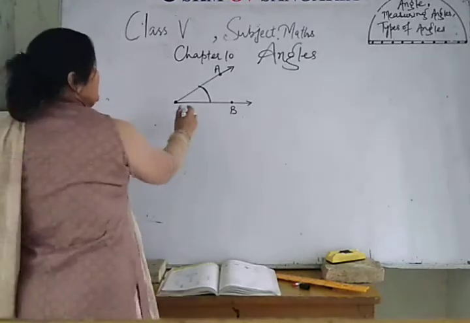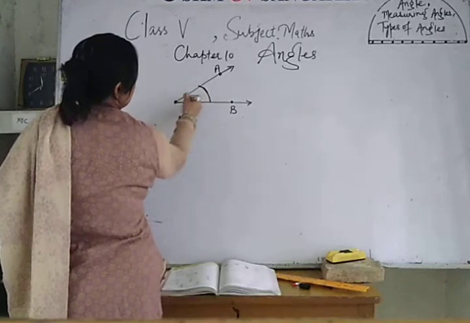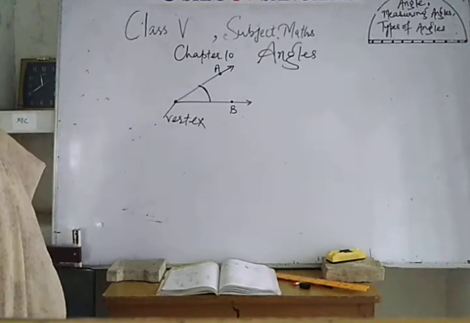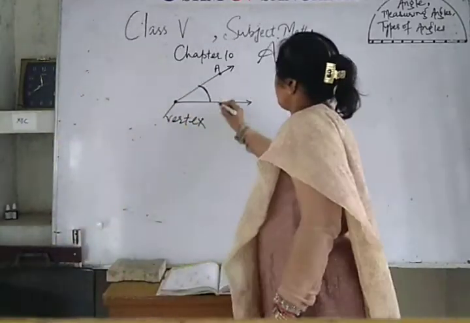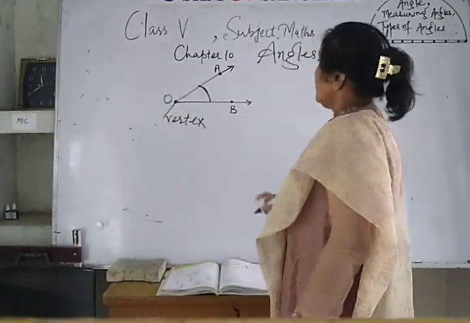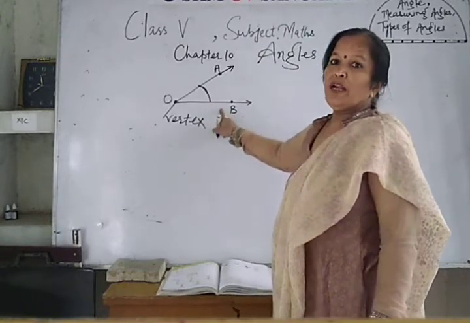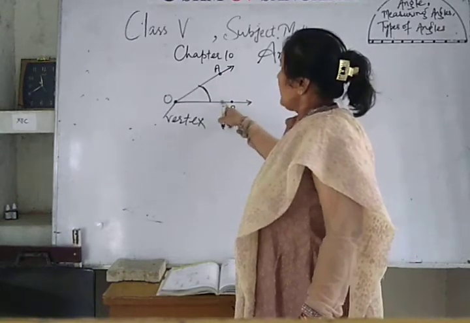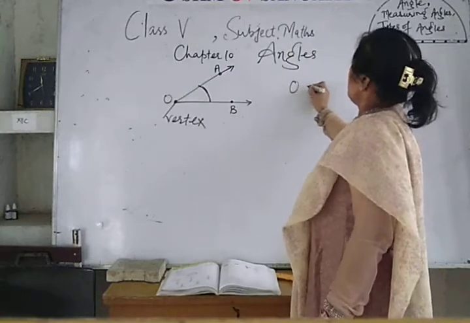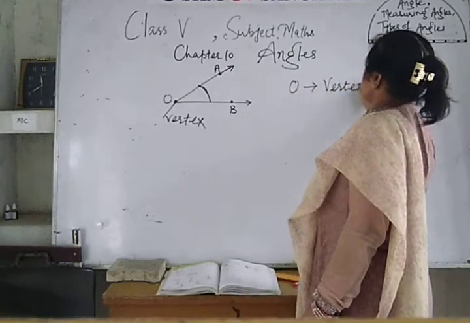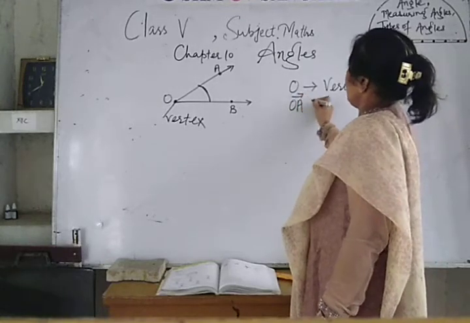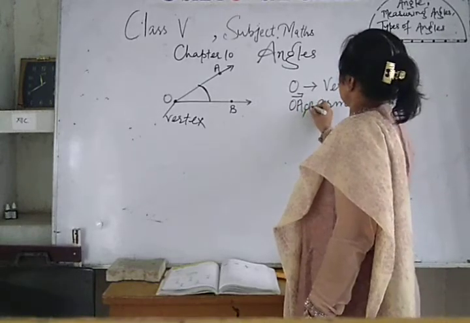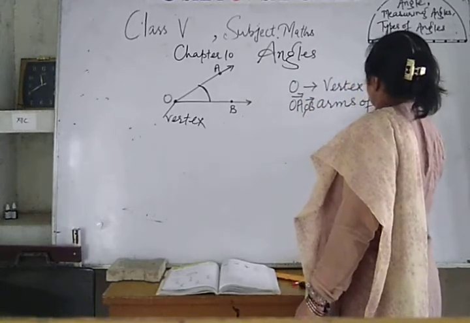The meeting point of these two rays is called the vertex. We call this the vertex. Here the meeting point O is the vertex. OB is one of the arms of the angle, and OA is the other arm. So OA and OB are the arms of the angle, and O is the vertex.